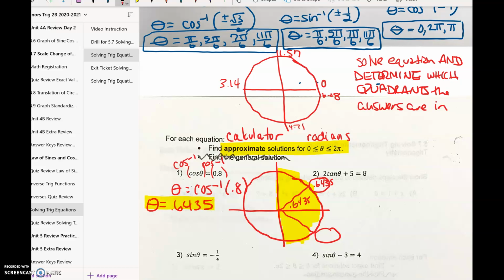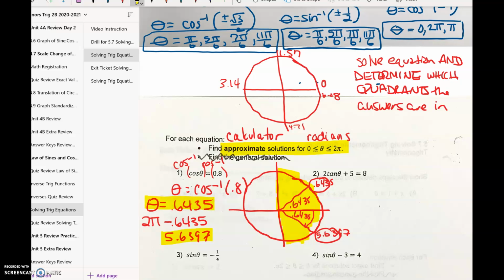Now I need to find the answer that's down here in quadrant 4. Well, how am I going to find that? I'm going to take 2 pi, and because I'm going the other direction, I'm going to subtract the 0.6435. So in my calculator right now, I'm going to type in 2 pi minus 0.6435. And I get 5.6397. And if I look at my unit circle that I drew above, 5.6397 would be in quadrant 4 between 4.71 and 6.28.